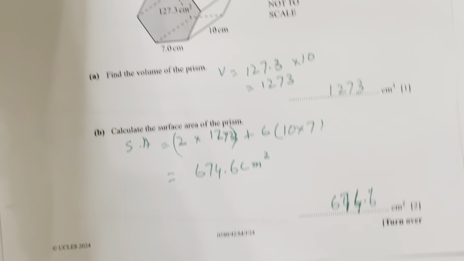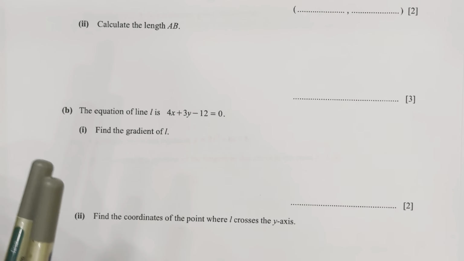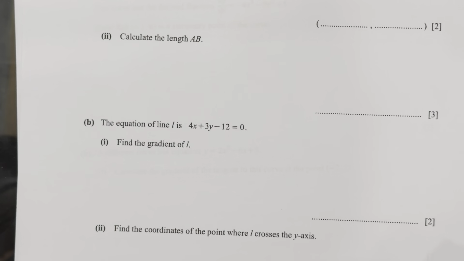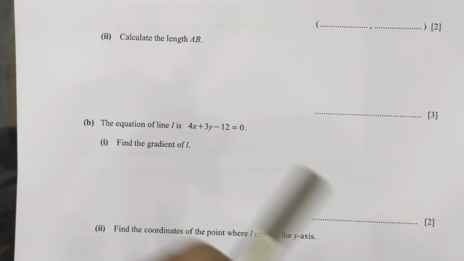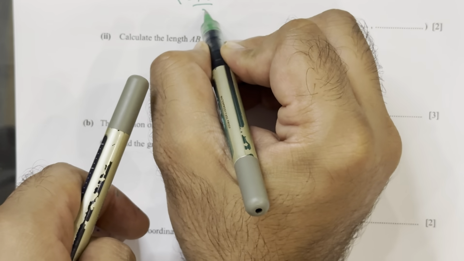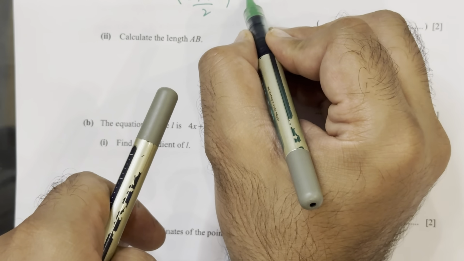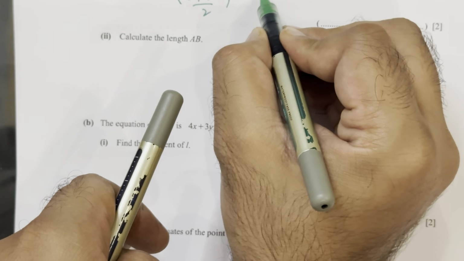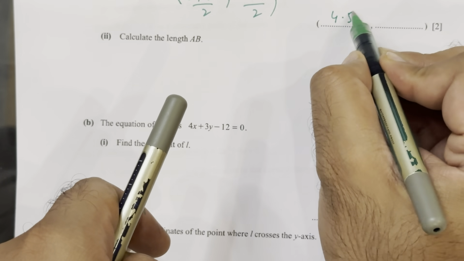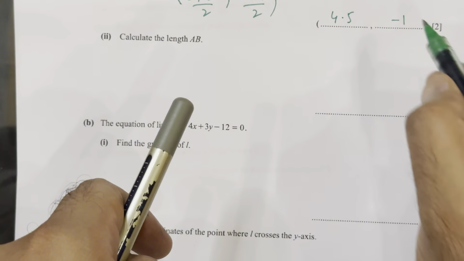So moving to question number 10. Question number 10 is that A is the point (6, 2) and B is the point (3, minus 4). Find the coordinates of the midpoint. We know that midpoint has the formula (x1 plus x2) divided by 2, comma (y1 plus y2) divided by 2. So we get the value that is equal to (4.5, minus 1).